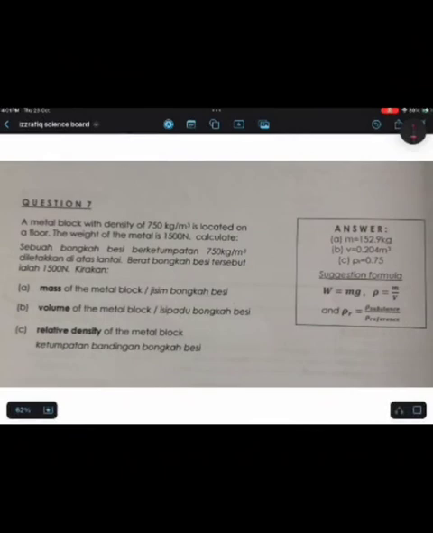For question 7, a metal block with a density of 750 kg per meter cubed is located on the floor. The weight of the metal is 1,500 Newton. Calculate the mass of the metal block, the volume of the metal block, and the relative density of the metal block.